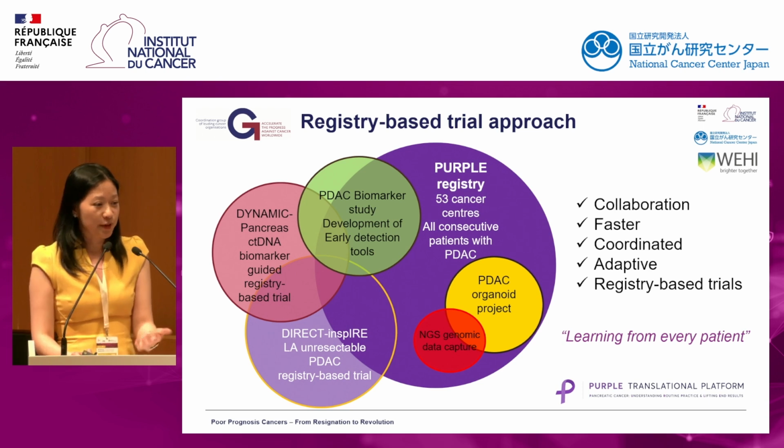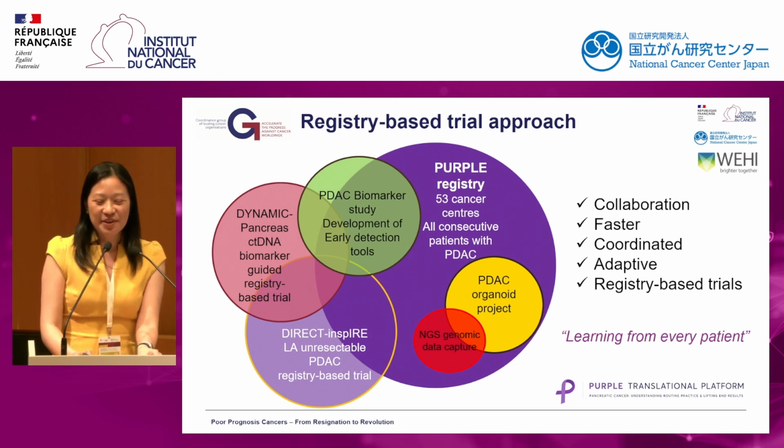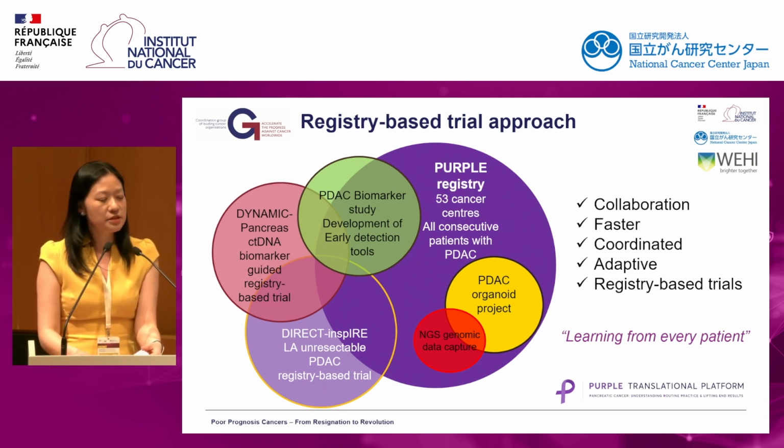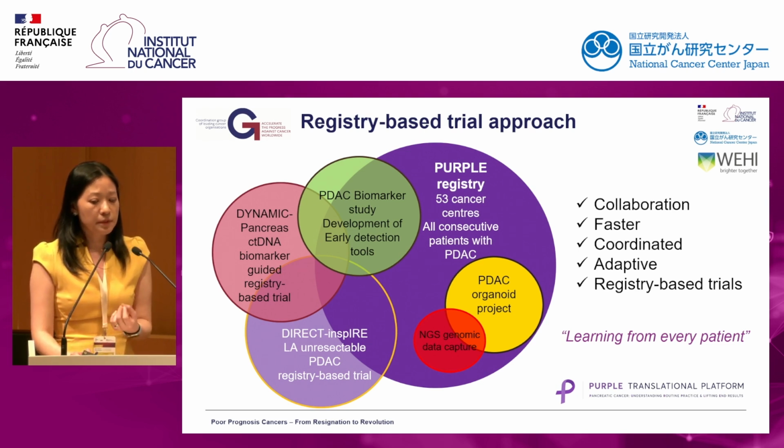So this has been a very quick talk. I've got 1 minute left. And really, I just want to be able to say, look, this is just giving you food for thought for how we can run registry-based trials. I want to emphasize how important it is to collaborate, that by collaborating and having this type of infrastructure, we can do faster research. And potentially, we're hoping to do more adaptive registry-based trials into the future. I think we need to learn from every patient.